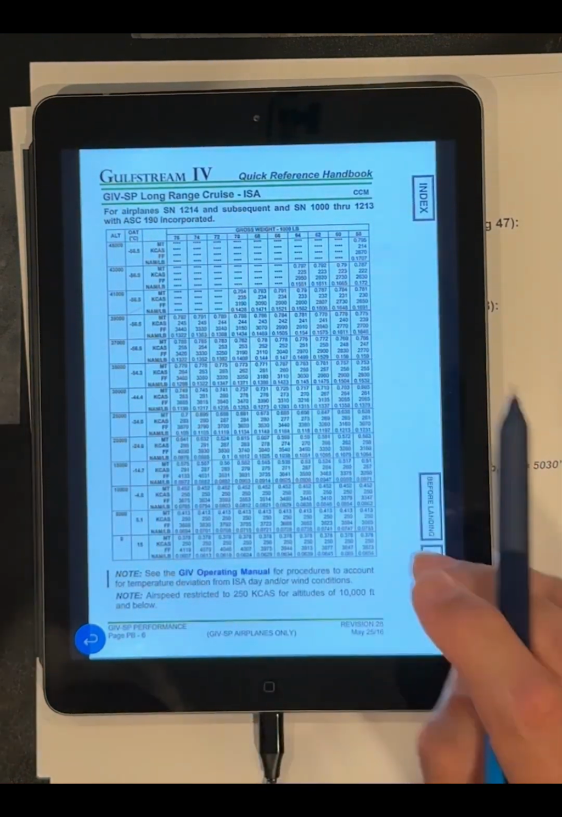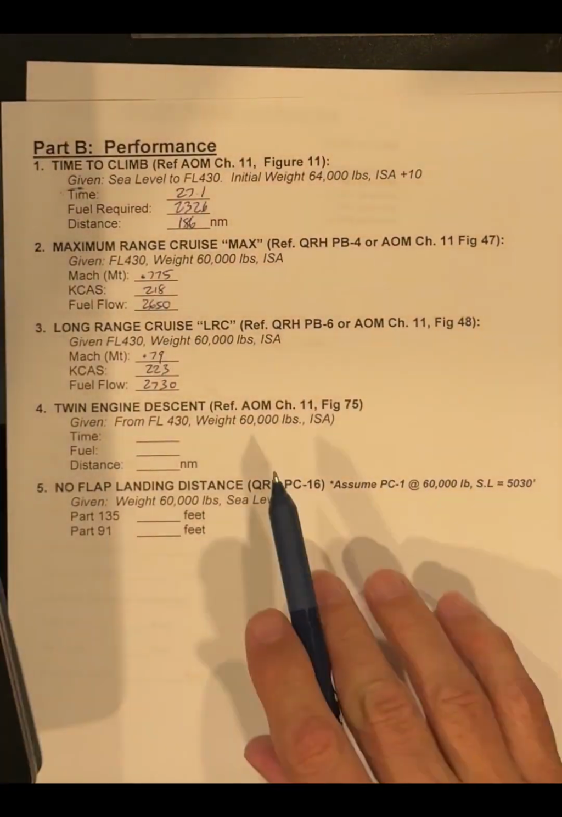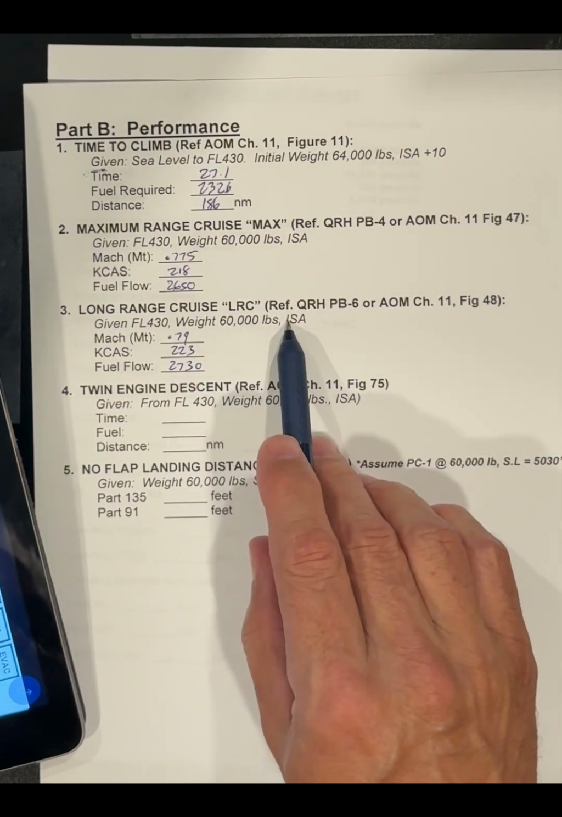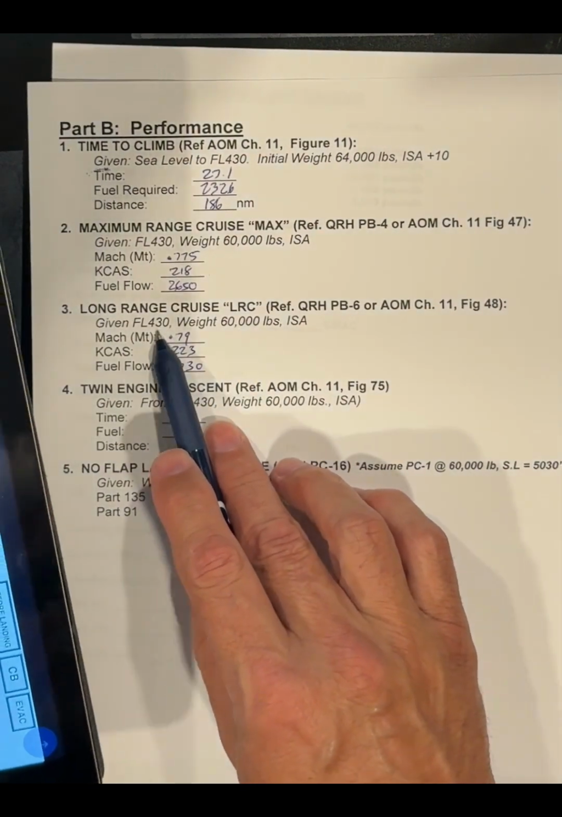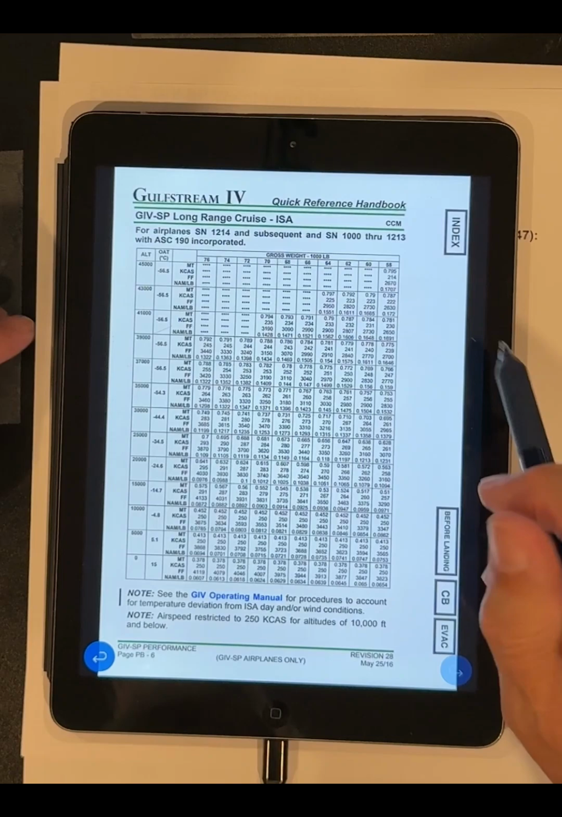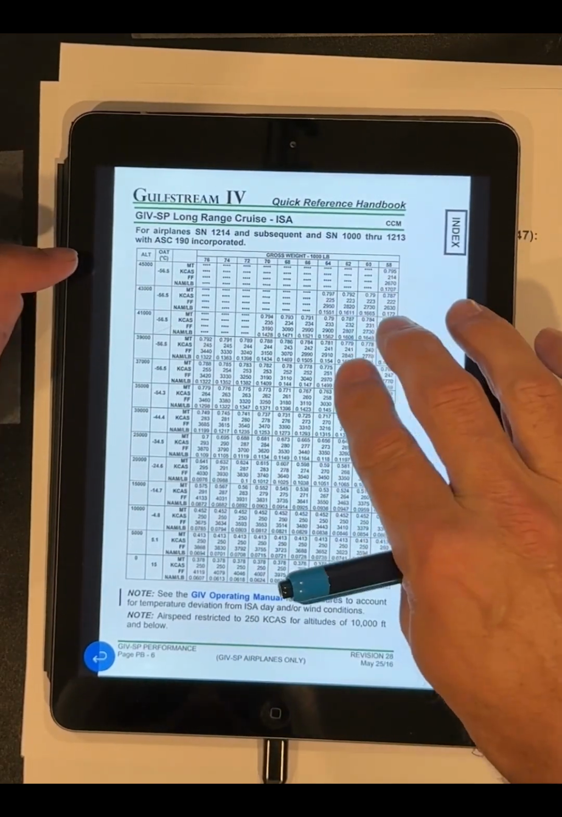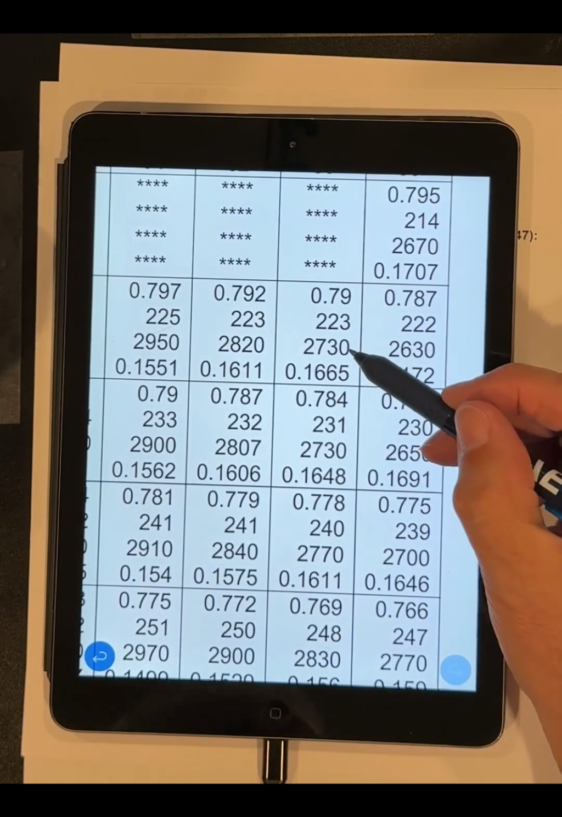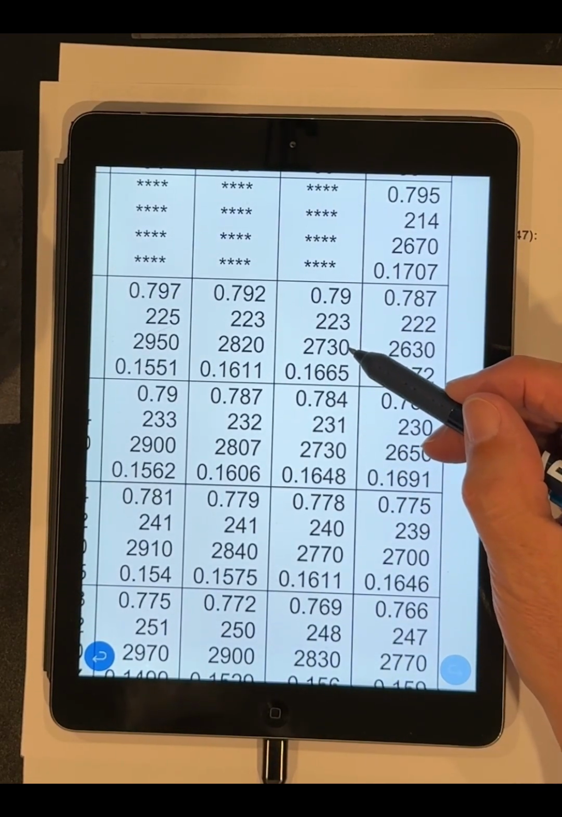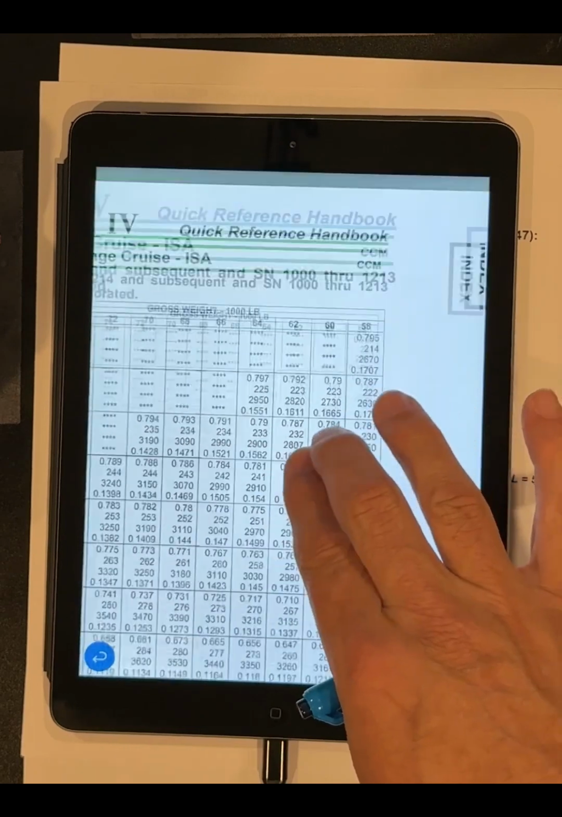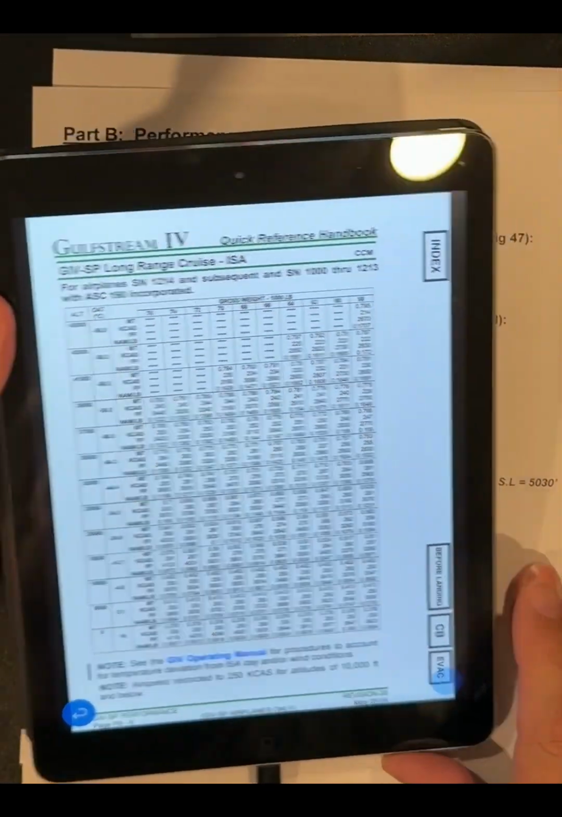G4SP long range cruise at ISA. We're looking for 60,000 pounds at 43,000 feet. So there's 43,000 feet here, 60,000 pounds here. And guess what? It's the same information you got from the airplane operating manual. So you can either get it through the QRH or the airplane operating manual.